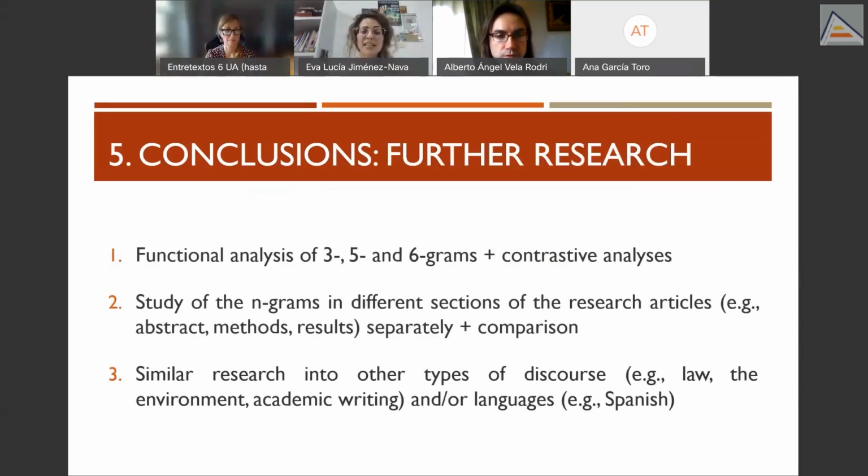I could also study the n-grams in the different sections of the research articles separately, for example, focusing on the methods, then on the results, and I could make a comparison among them. And finally, I think I could do this type of research in different types of discourse, such as law, environment, etc., or maybe in other languages such as Spanish.